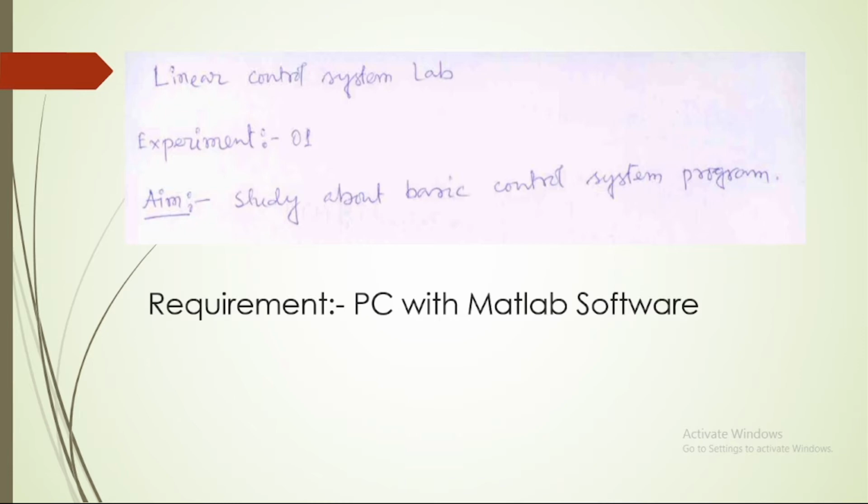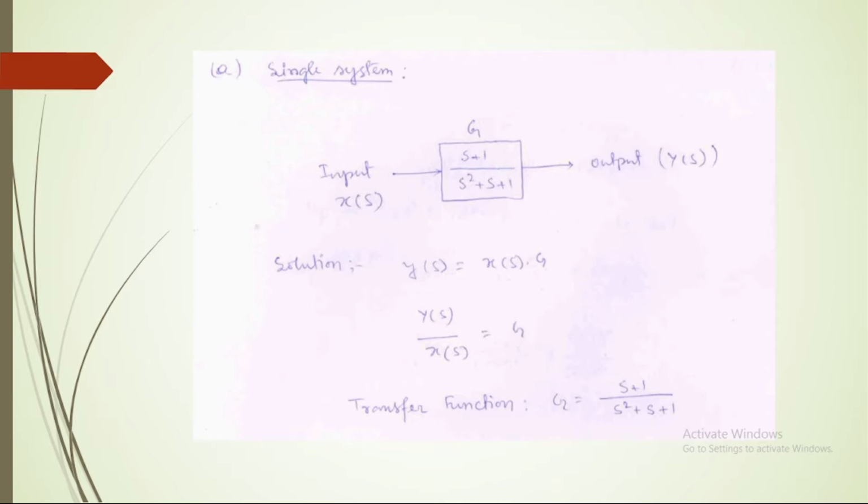So this is our first experiment, and the main objective of this experiment is to find the transfer function of the given system. To perform this experiment, we need a PC with MATLAB software installed. Here, a single system is given, denoted by Z, and the system value is s plus 1 upon s square plus s plus 1. The input applied to this system is x of s, and the output we got is y of s.